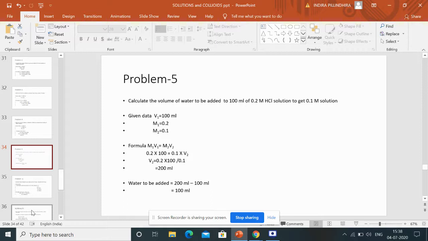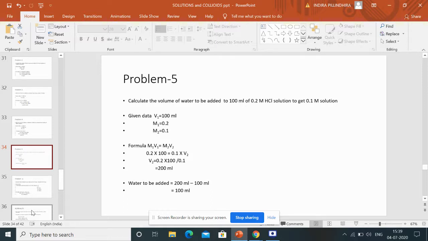Initially there is 100 ml of the water, and by adding one more 100 ml, the final volume has become 200 ml. So how much water is added means final minus initial, that is 200 minus 100, that is equal to 100 ml. Okay, so while solving problems like this based on dilution, we should be very careful, whether they have asked to find out the final volume, or whether they have asked to find out the amount of the water that has been added to the initial volume. That you should be very careful.